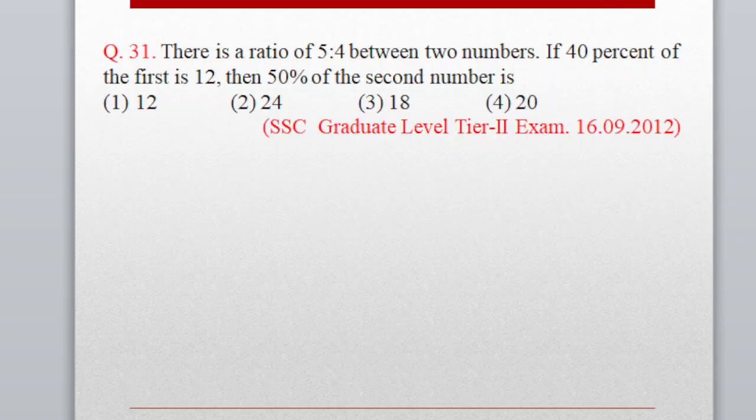There is a ratio of 5:4 between two numbers. If 40% of the first is 12, then 50% of the second is dash. Listen, here we have to find out what is 50% of the second number. Now the ratio is given as 5:4. Now 40% of the first is equal to 12.